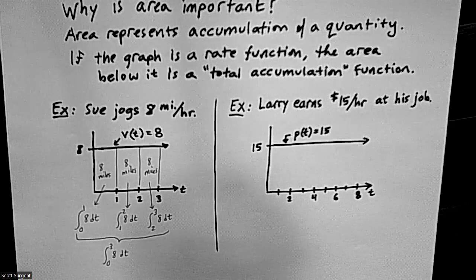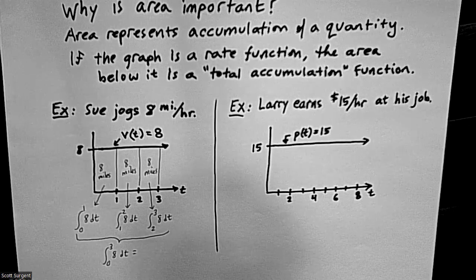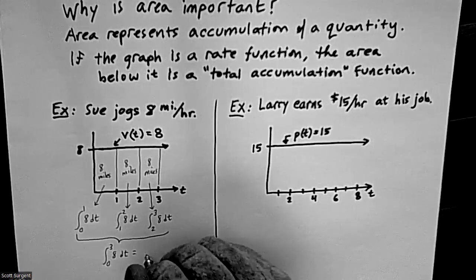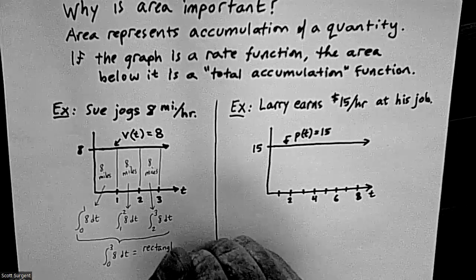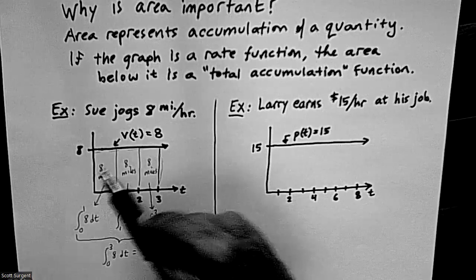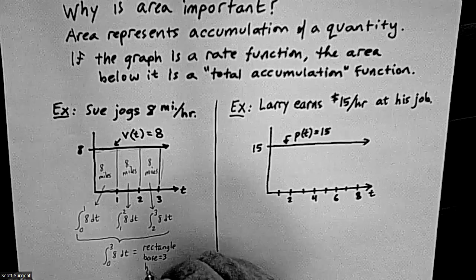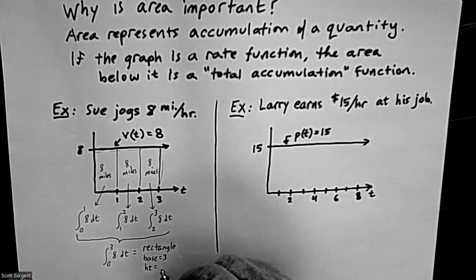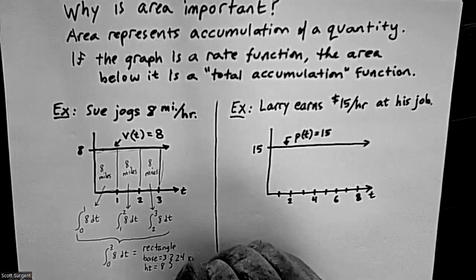What shape is this? These are rectangles. We just use the area formula for a rectangle. So for example, the total miles that Sue jogs during a 3-hour period would be represented by a rectangle that you can see here, this rectangle that I'm kind of outlining. It's got a base of 3 and a height of 8, and we just multiply that. Just use the formula for area of a rectangle, 24 miles.